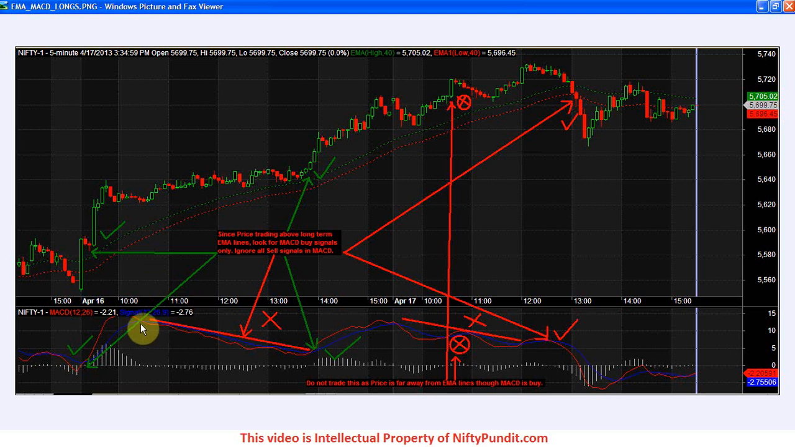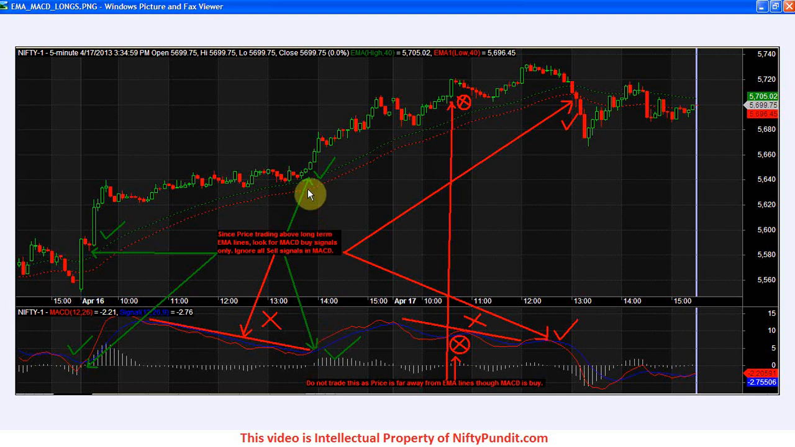Now there is a MACD sell signal, the blue line is crossing over red and the trade is still here, but the trend is up. The trend is up, so you should ignore all the sell signals that are coming in MACD. The next buy signal came here, red line crossing over blue.